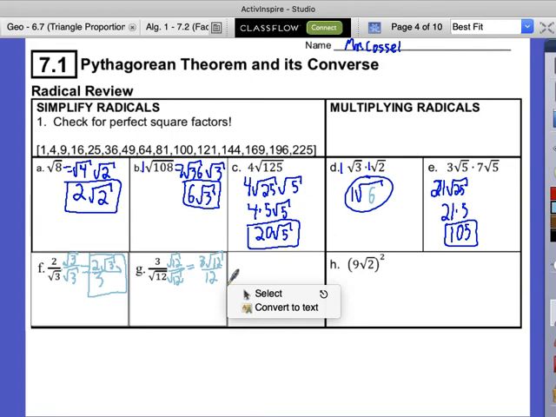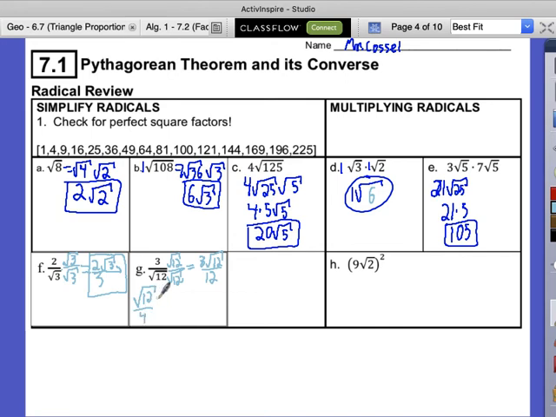Now, can we still simplify though? Yeah, what can we simplify? Yeah, by 3 on the top and bottom. The 3 and 12, 3 goes into both. So it becomes square root of 12 over 4.